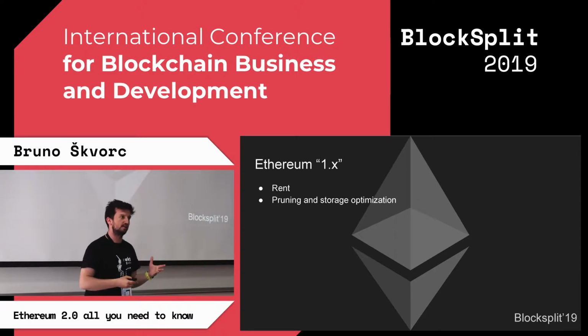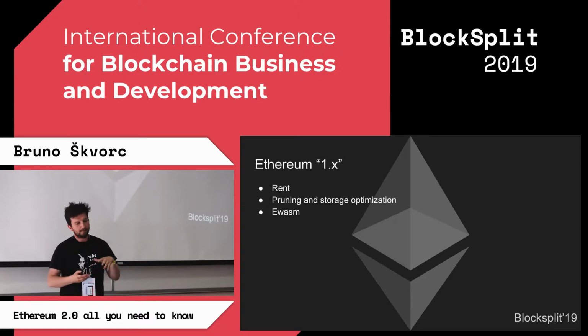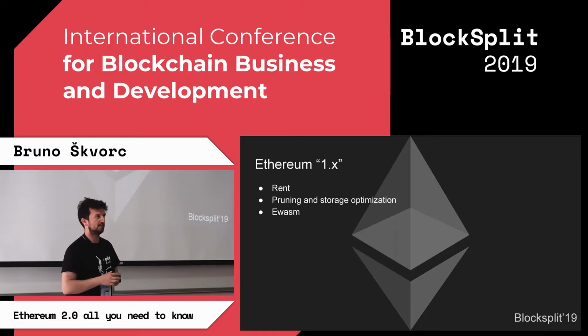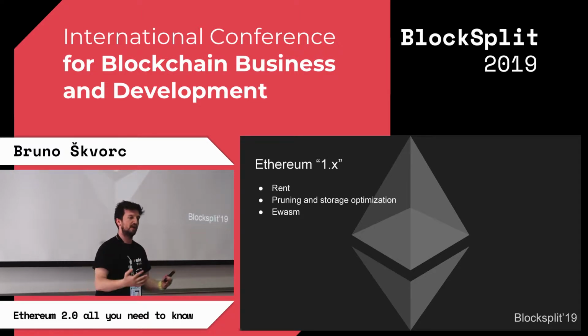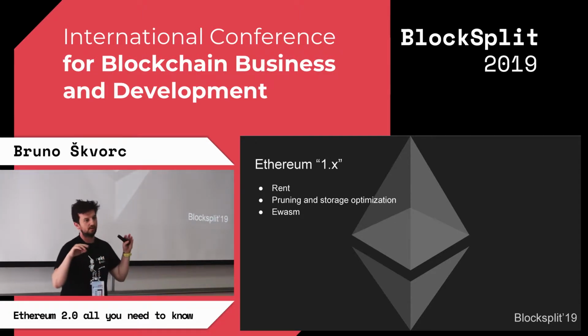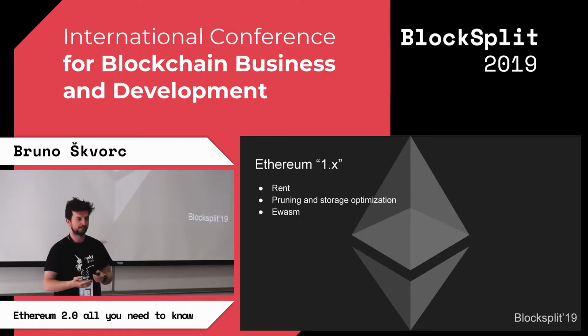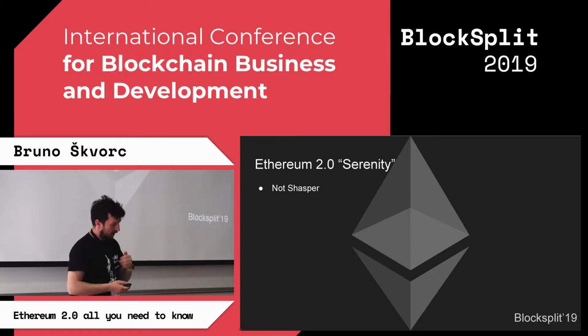eWASM is a runtime that we hope will replace the EVM. So the EVM is pretty cool, but it's super inefficient, and it was more like an experiment that turned out to be working rather well. But it could be much more efficient, much cheaper to run, and much cheaper to validate. So again, the input-output and the CPU requirements of the nodes would get reduced drastically, and it would be cheaper to actually execute meaningful stuff on the blockchain. So the gas cost would go down. So those are the upgrades for 1.0.